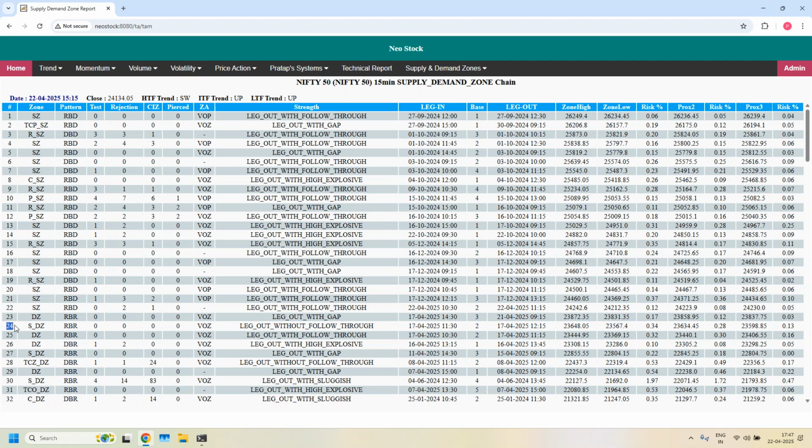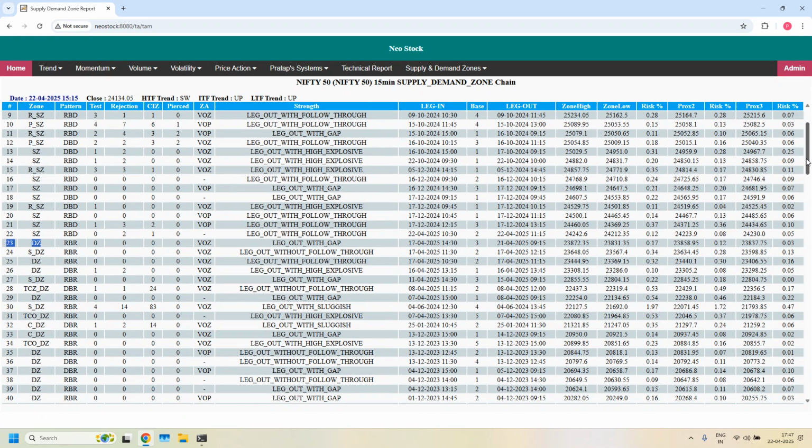Serial number 23. Serial number 23 is having the nearest demand zone to the current closing price. Let me adjust in the center. Okay.